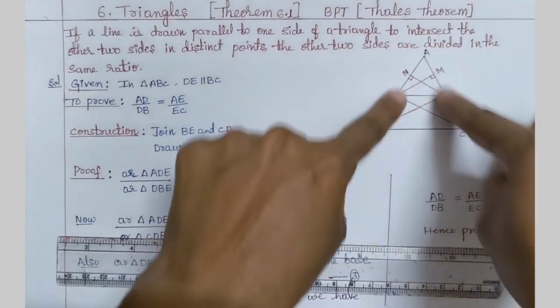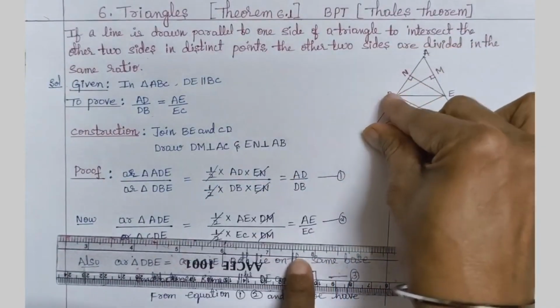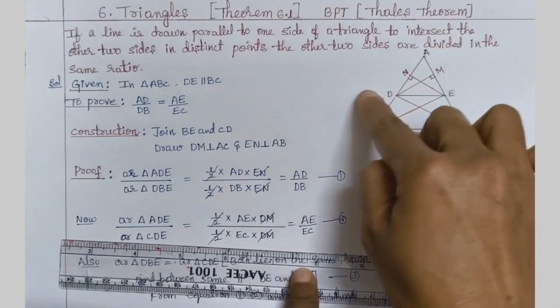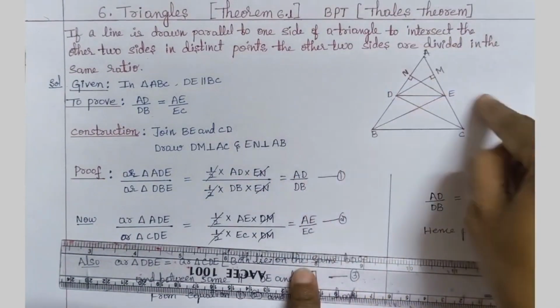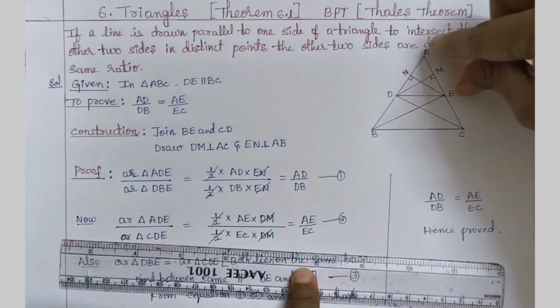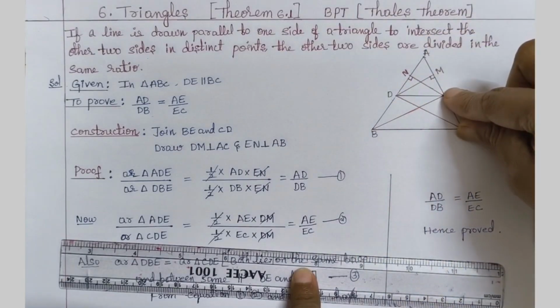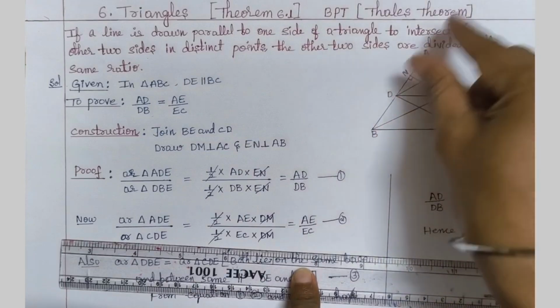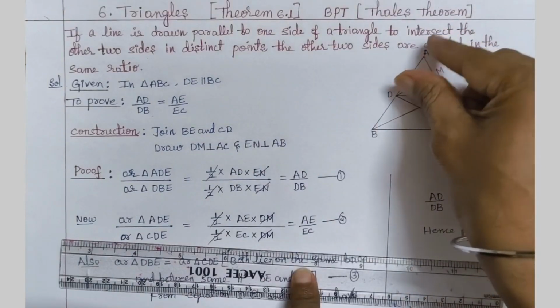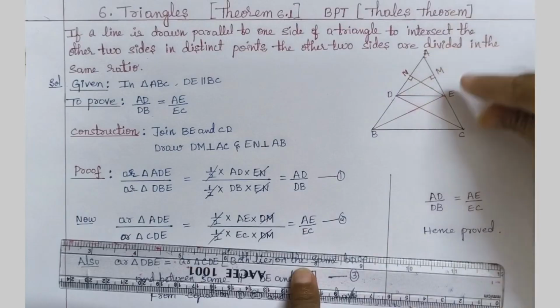This side is divided into the same ratio. Yes, here this line is divided into 2 parts. This is one part, this is one part. Again, this line also is divided into 2 parts. This is one part, this is one part. These 2 parts are in the same ratio. In the same ratio means AD by DB is equal to AE by EC.